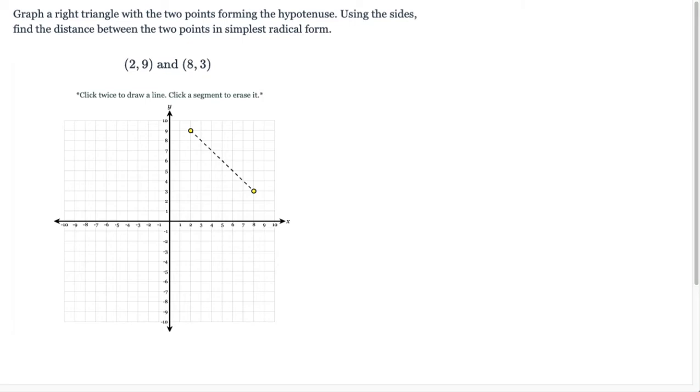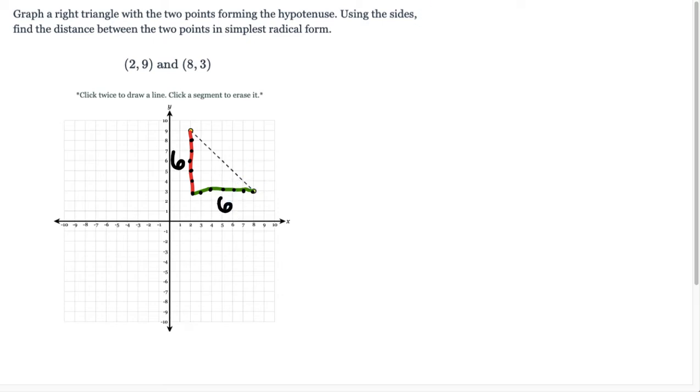Okay, so the first thing we do is draw out the right triangle. It looks like here and here we'll make a right angle. Now you have to count the number of points. This is 1, 2, 3, 4, 5, 6. So this is 6 units. And then this is 1, 2, 3, 4, 5, also 6 units.